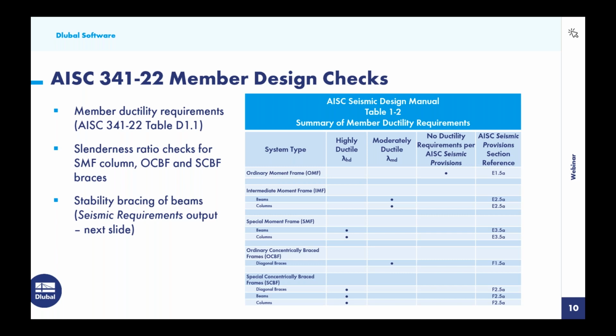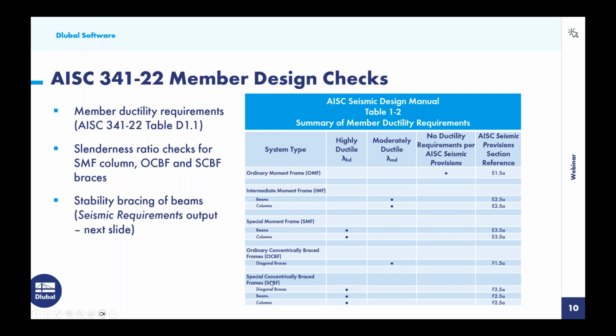So the first is the member ductility requirements, and this is going to check those b over t ratios and refer to the relevant table here from the 341. Now for our example today, we have special moment frames for our beams and columns that should be designed as highly ductile members.